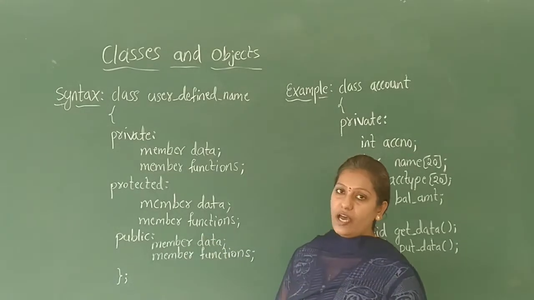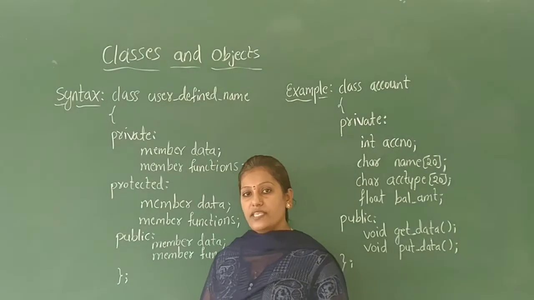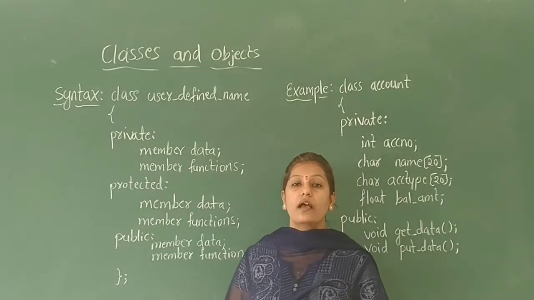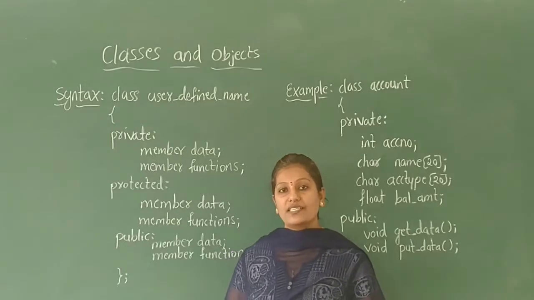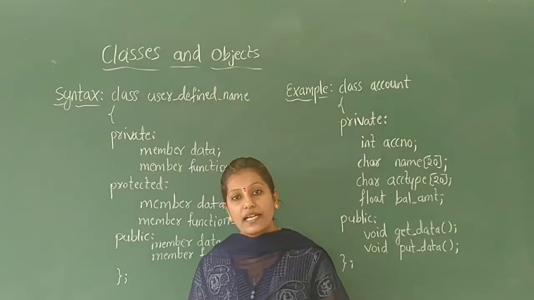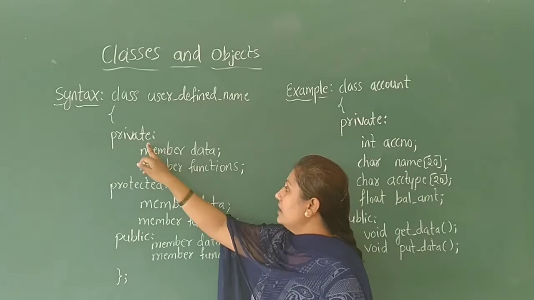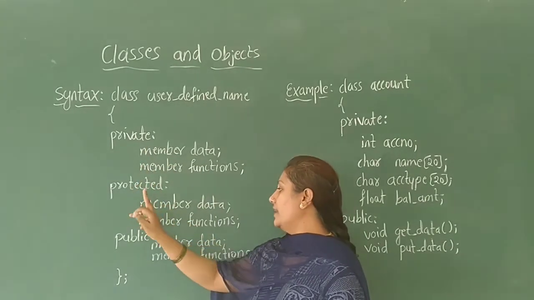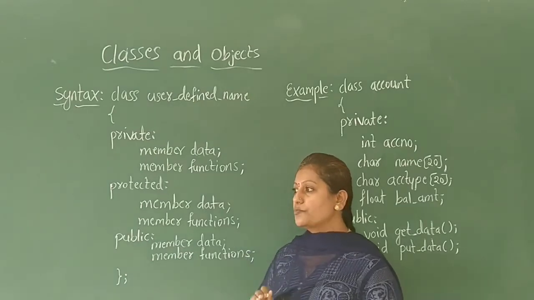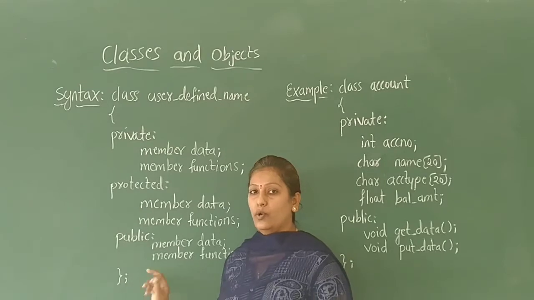The variables which are declared inside the class are called member data. The functions which are declared or defined inside the class or outside the class are called member functions. Functions are the set of operations performed on the objects of a class, and they may be private, protected or public. The class body is terminated by a terminator semicolon.